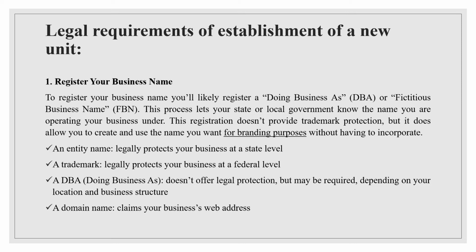There should be a certain kind of name for everything, right? In the world, everything has a certain type of name, like apple, like table, like Shruti, like Isha, like anything. So we all have names. So the business which is being established should also have some name that should be identifiable. A trademark legally protects your business at a federal level.